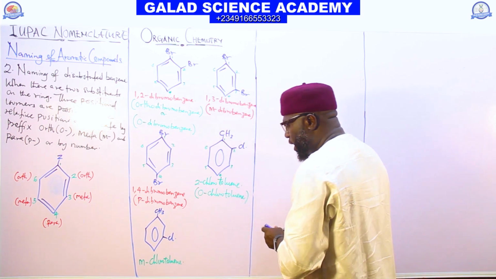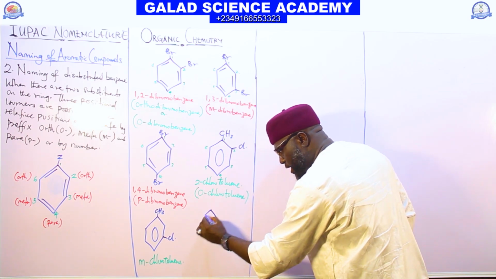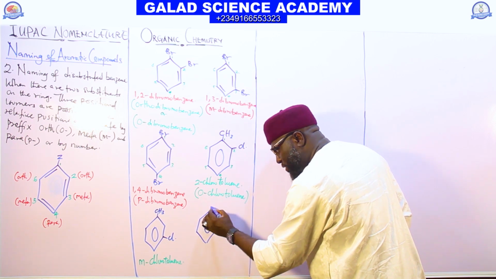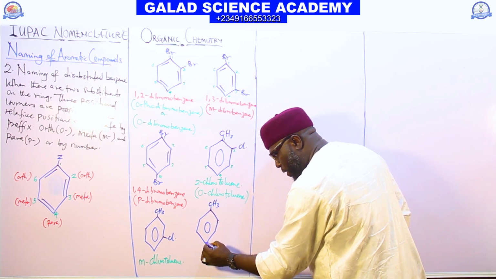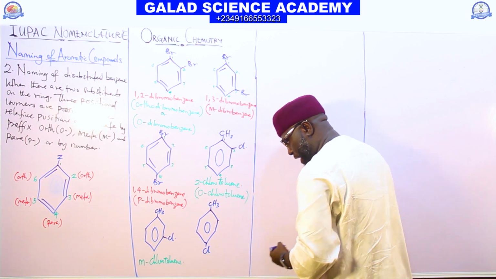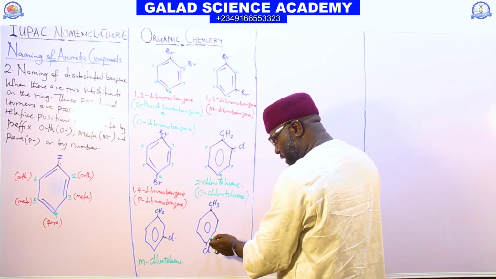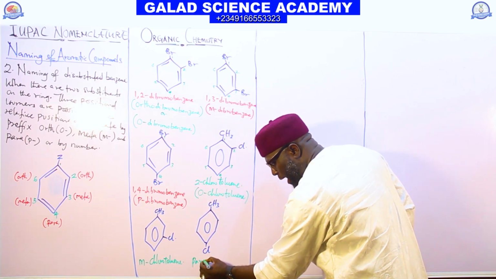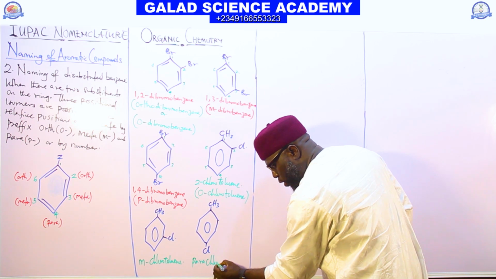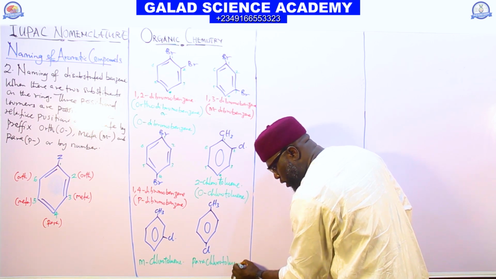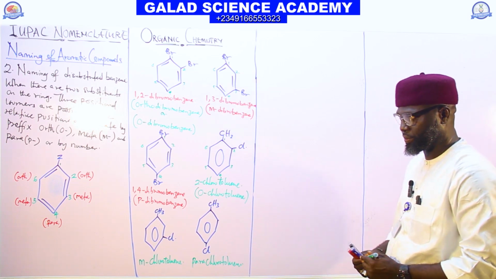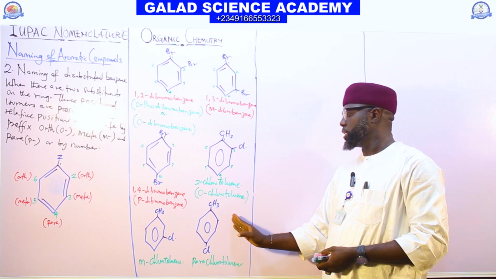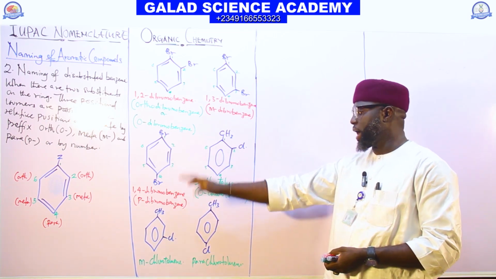So if we have it in this form, we have CH3 here, and we have Cl here. Do you know that this is para? 4, abi? We call it para-chlorotoluene. So this is another way of using para.